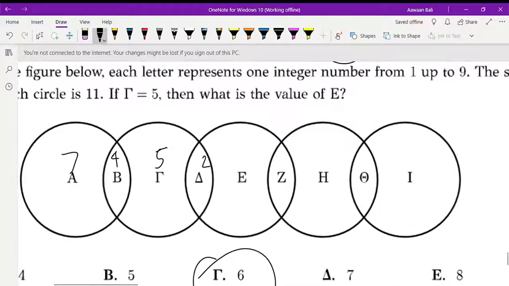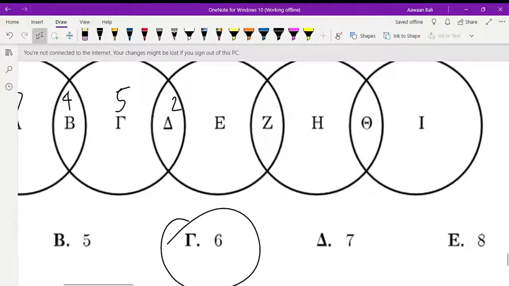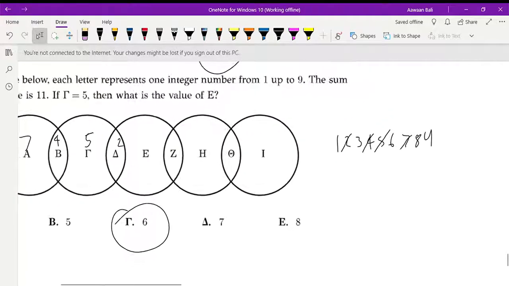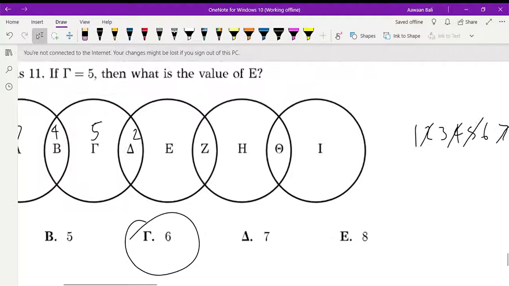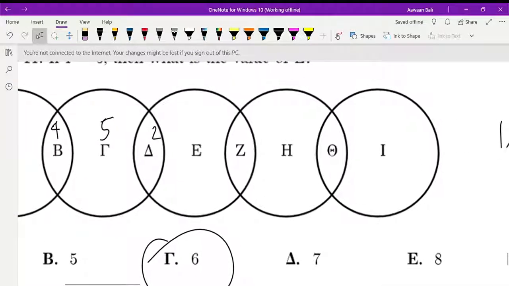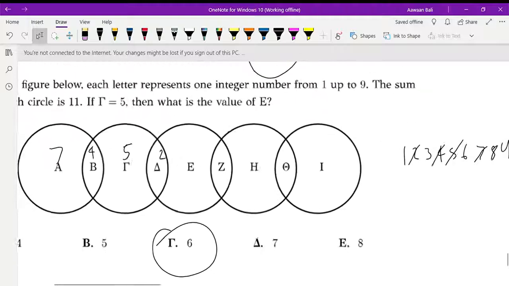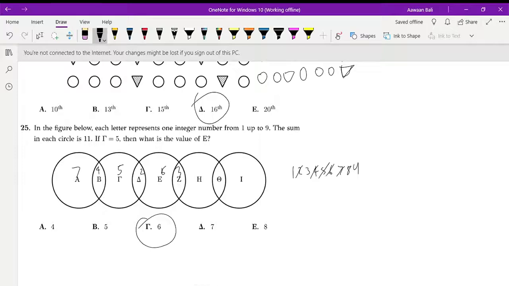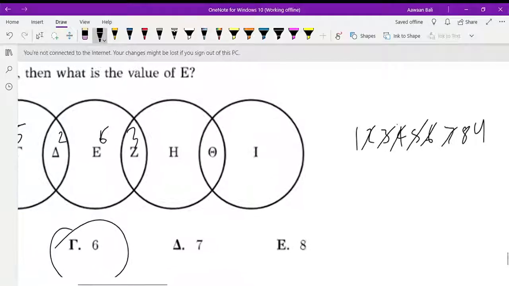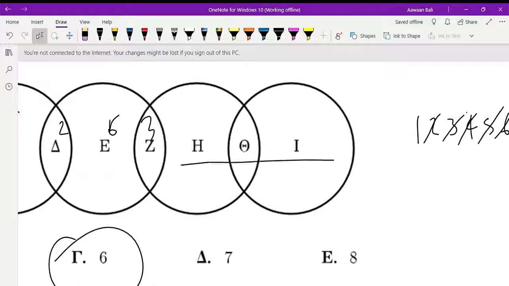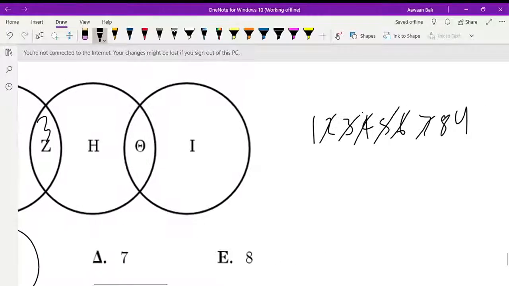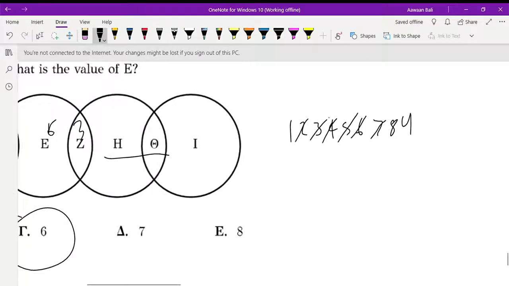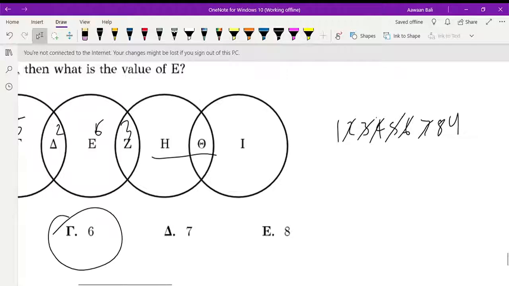Now eta plus zeta, they're equal to 9. So that's 6 and 3. So we can say 6 and then 3. Now that means there's only these 3 Greek letters left, and the values they can be is 1, 8, and 9. Now 11 minus 3 is 8, which means the sum of these two is 8.